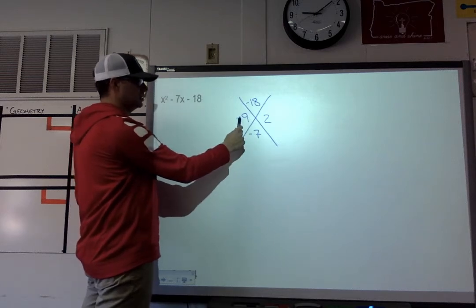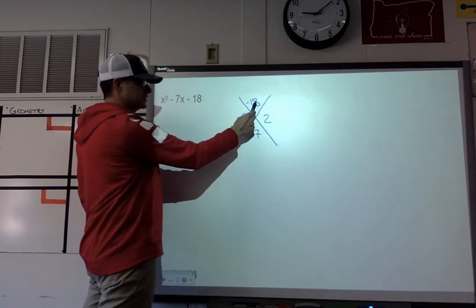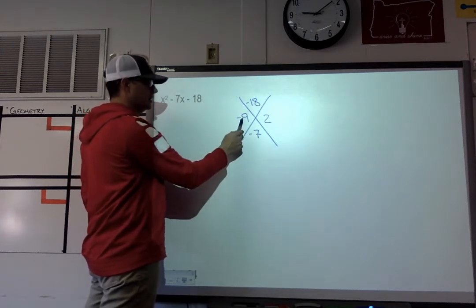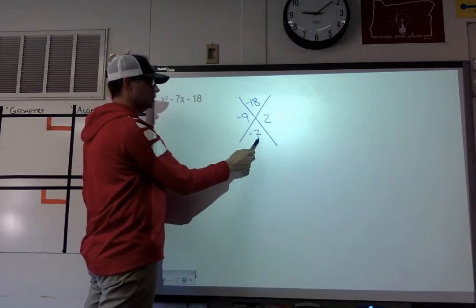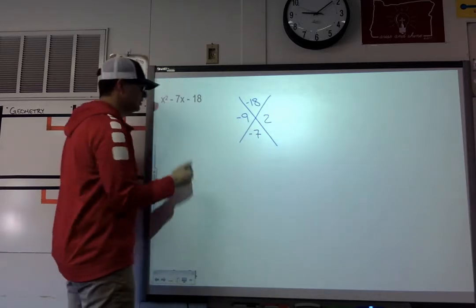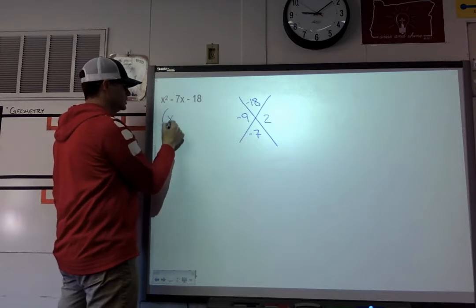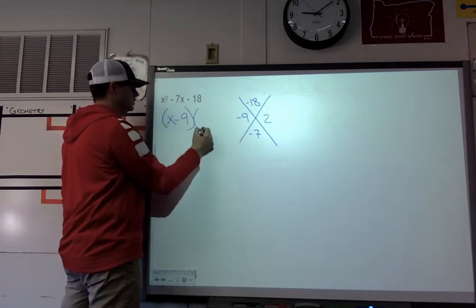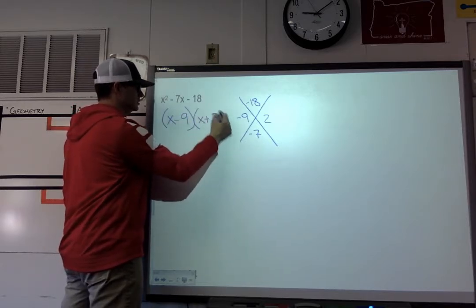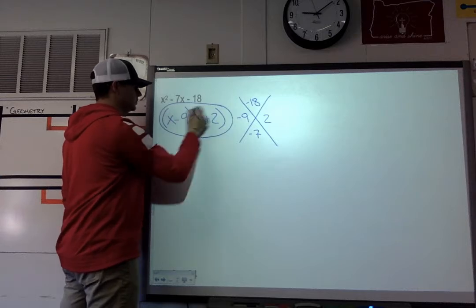If we check here, negative 9 times 2 gives us negative 18. Negative 9 plus 2 gives us negative 7. So we are going to have x minus 9 times x plus 2.